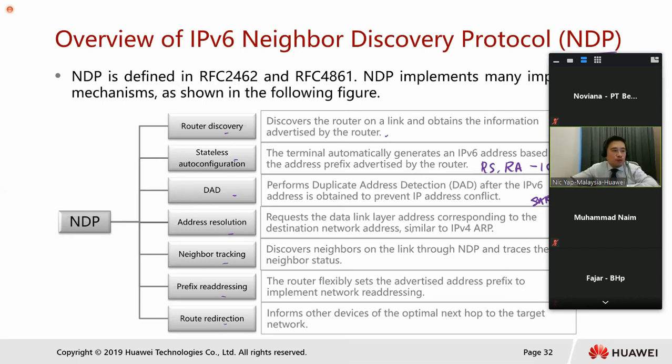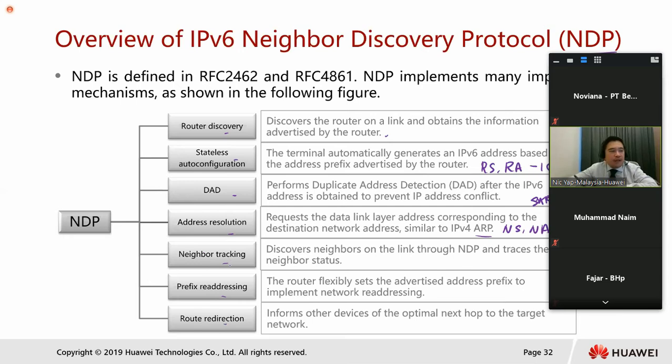Then the next one is address resolution. Under IPv4, it is called ARP, but inside IPv6 they do not use ARP anymore. They are using NS and NA, neighbor solicitation and neighbor advertisement. So they are using NS and NA to provide the address resolution. And this is what we're going to go through as well, to check how they use NS and NA to perform the ARP, the address resolution.